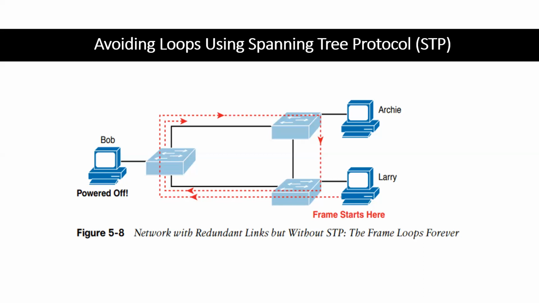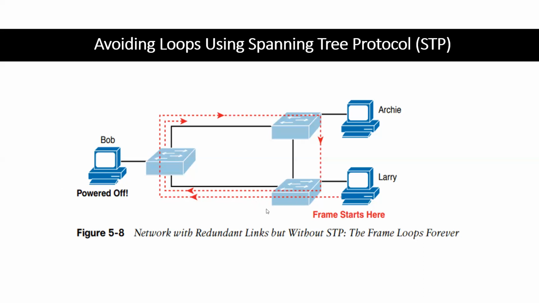To the point where they're replicating these frames at milliseconds, to the point where the switches become unreachable and the network comes down, AKA a broadcast storm. So back in the day, they had to fix this. So they said, all right, let's do spanning tree.